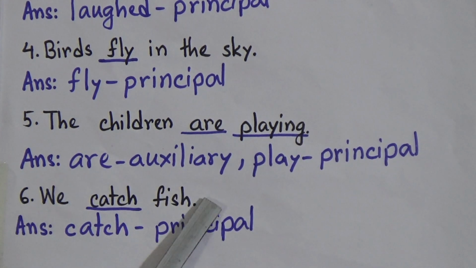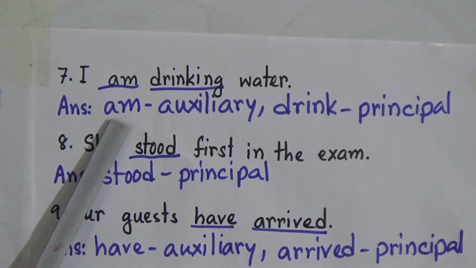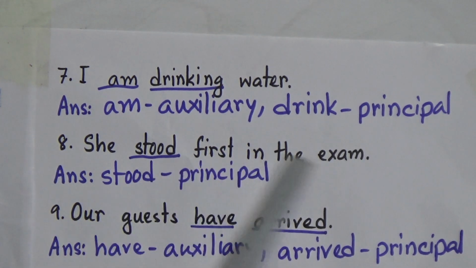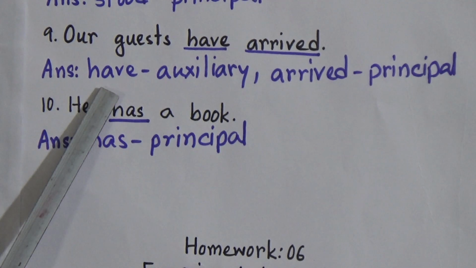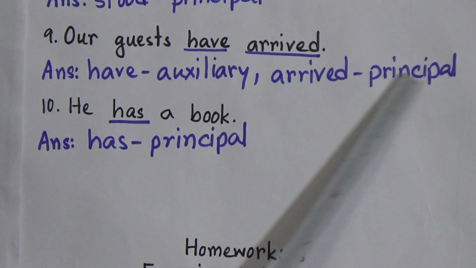Number 6, we catch fish. There is only one verb, catch will be principal. Number 7, I am drinking water. There are two verbs, am auxiliary verb and drink principal verb. Number 8, she stood first in the exam. So stood will be principal. There is only one verb. Number 9, our guests have arrived. Here, have will be auxiliary verb and arrive will be principal verb.